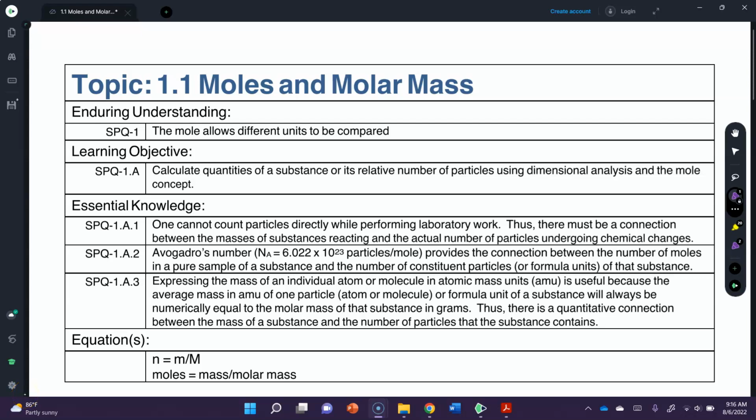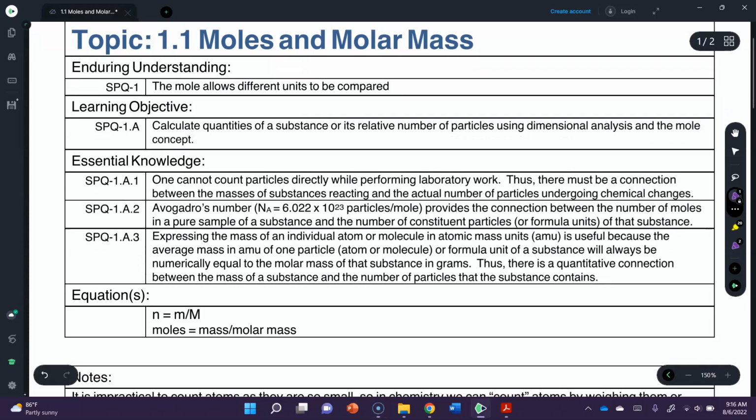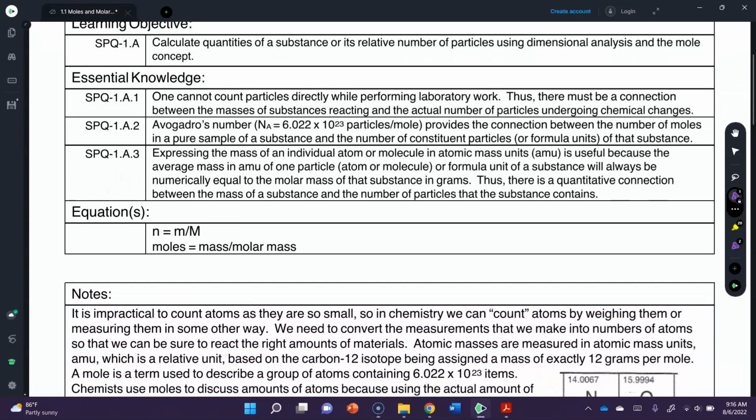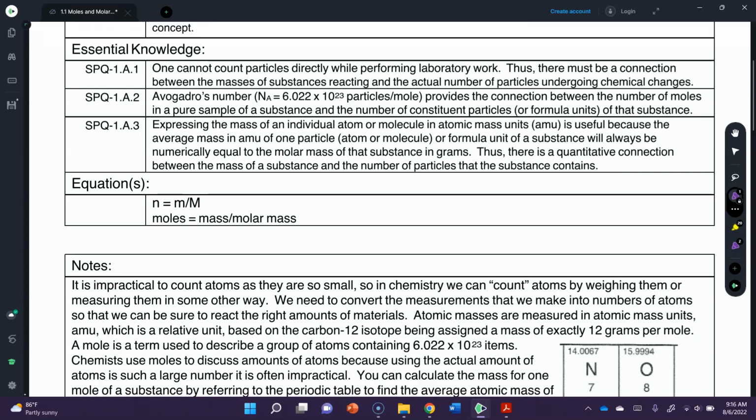Hello everyone, welcome to topic 1.1, moles and molar mass. We have the following learning standards that are listed here below. For this section, we are specifically going to cover these essential knowledge components.